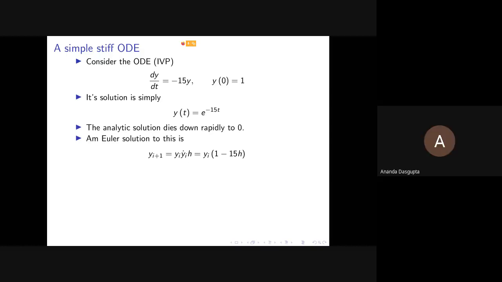Okay, actually, you're almost correct. You're actually correct, but there are some categories here. If h is bigger than 2 by 15, if you take a step size which is more than 2 by 15, then 1 minus 15h turns out to be less than minus 1. That means it's actually more than 1 in magnitude. What this means is that the geometric progression of the y's will actually end up diverging.